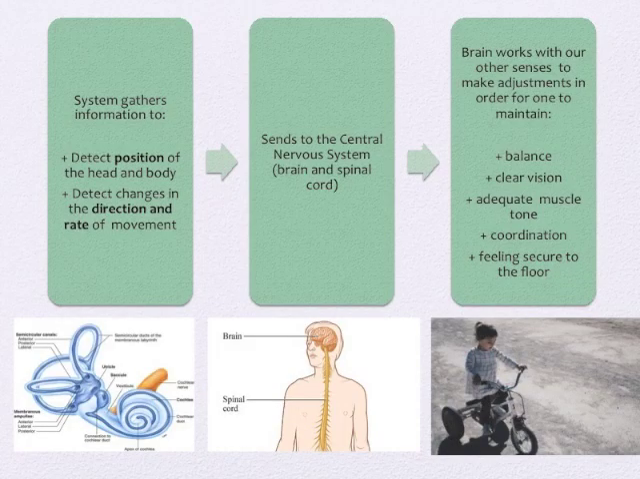So how is our body able to detect motion and balance? Our sense of balance and movement comes from fluid located in our inner ear. This structure detects the position of our head and body and any changes in the direction and rate of movement. It then sends this information to our central nervous system, which relays to our other senses any adjustments that need to be made in order to maintain balance, a clear vision, adequate muscle tone, coordination, and a sense of security to the floor.